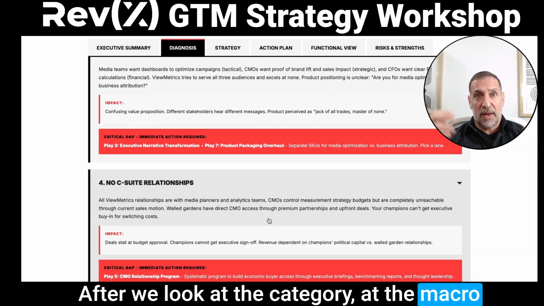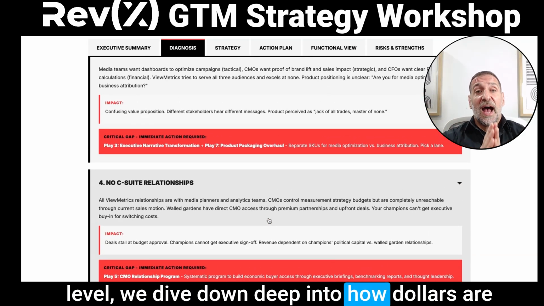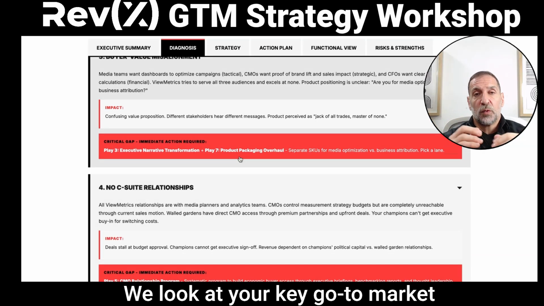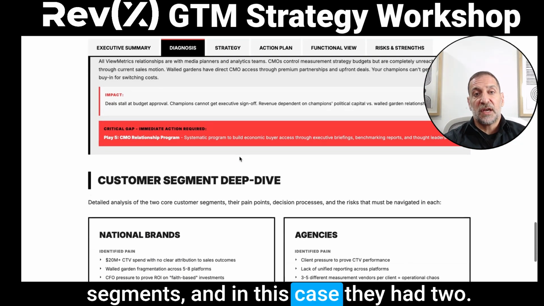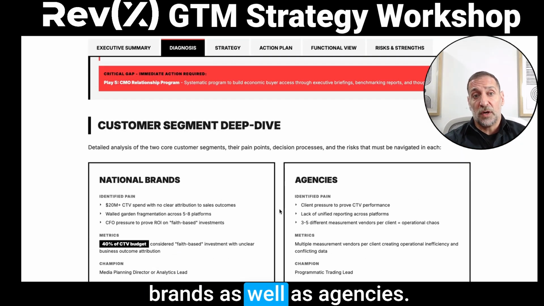After we look at the category at the macro level, we dive down deep into how dollars are actually transacting, how buyers are buying. We look at your key go-to-market segments. And in this case, they had two. They sell directly to advertising brands as well as agencies.